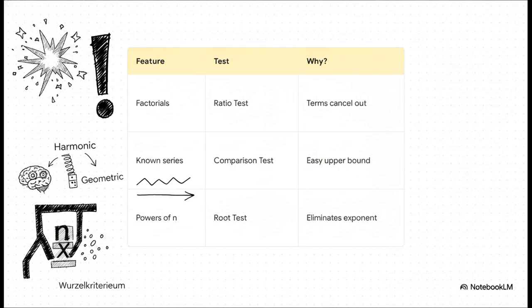If the series looks suspiciously similar to a simple harmonic or geometric series, deploy the comparison test. It's going to be super easy to set up a strict upper bound. And here's a bonus one straight from your lectures. If the entire term is raised to a power of n, like n^n, use the root test, or Wurzelkriterium. Taking the nth root will instantly nuke that complex exponent and make your life so much easier.